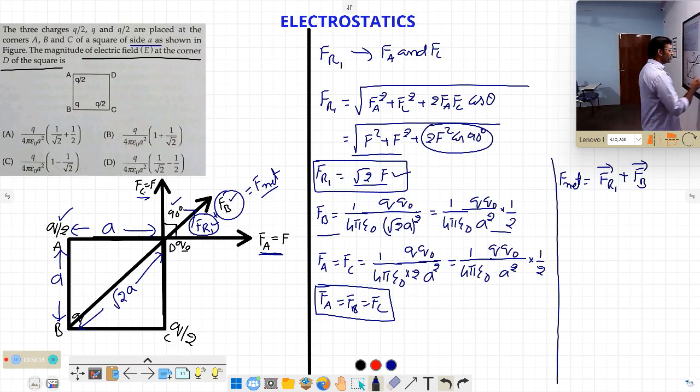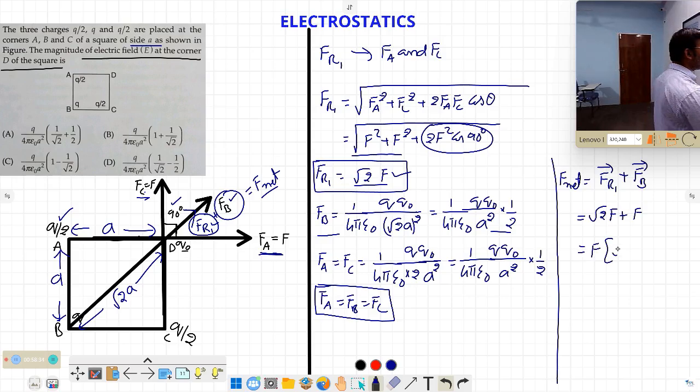That FB is equal to the FA value. So I can write FR1 as root 2 F, and the FB value is equal to the FA value, which is nothing but F. What is the F value? 1 by 4 pi epsilon naught, Q naught by A square. So if you take F common, what are you going to get? Root 2 plus 1. Check the options for this so that we can go to the next solution.